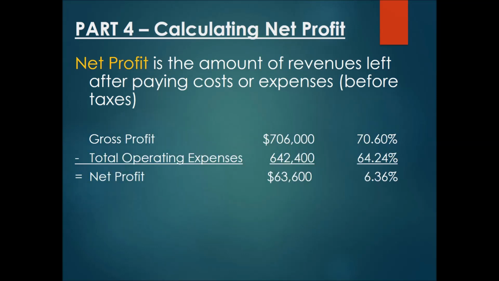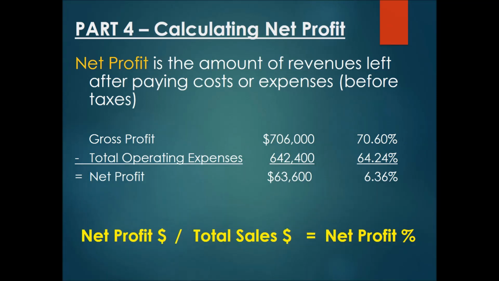So gross profit in our case was $706,000 for our example. Our operating expenses were $642,400. We subtract those. It left us with a net profit of $63,600 or 6.36%. You can see here, net profit divided by total sales gives us our net profit percentage. So again, it's the amount of revenue left after paying costs and expenses from gross profit.